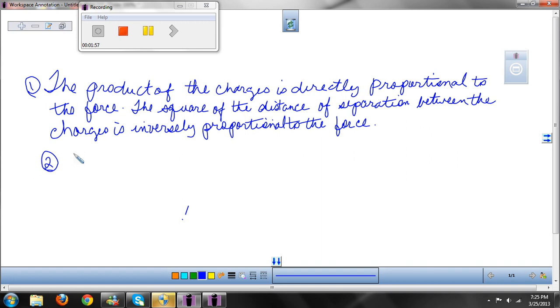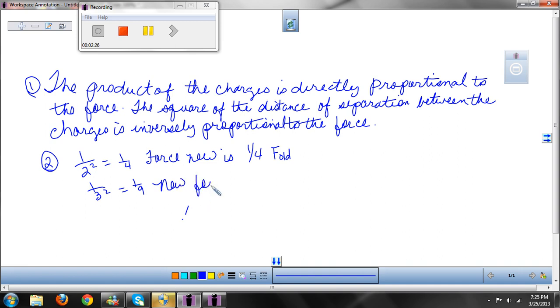Question 2 said, by how much does the electric force between a pair of charged bodies diminish when their separation is doubled? So 1 over 2 squared is 1/4. So the new force is 1/4 of the old force. If you triple the distance, which is the second part, the new force is 1/9 of the old force.